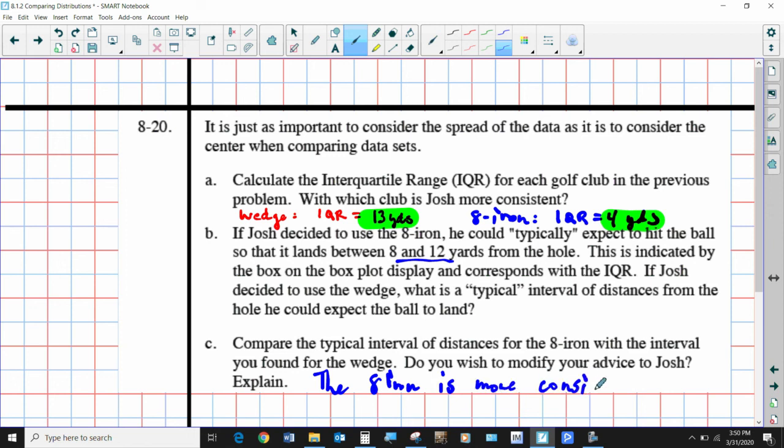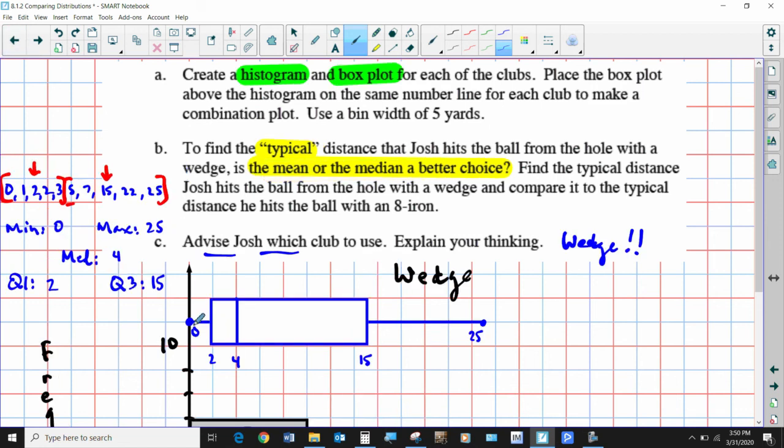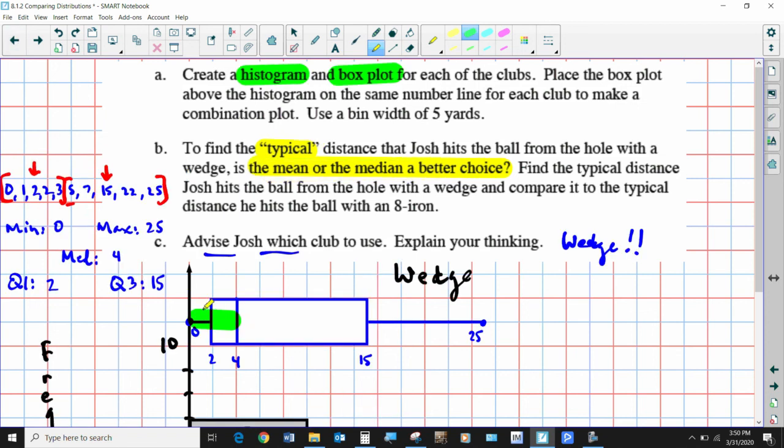So do you wish to modify your advice? And I'm stubborn. I'm a golfer. I'm saying, you know what? I do like the fact that more of his shots were consistent here, but can't get over the 0, a hole-in-one with the wedge, and 50% of his shots are within 4 yards of the hole. Whereas here, 50% of the shots are between 3 and 10.5 yards from the hole. So I'm going with the 8 iron. No, I'm not. I'm going with the wedge, just based on how close you get half of the time and the fact that you got a hole-in-one there.